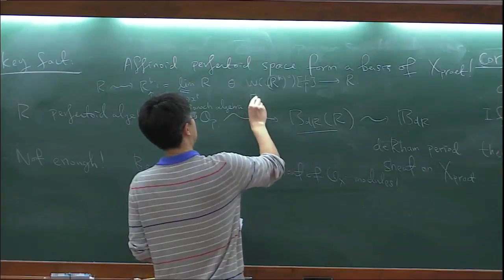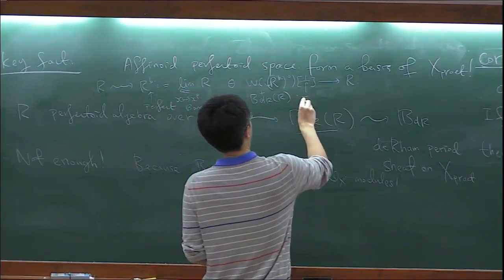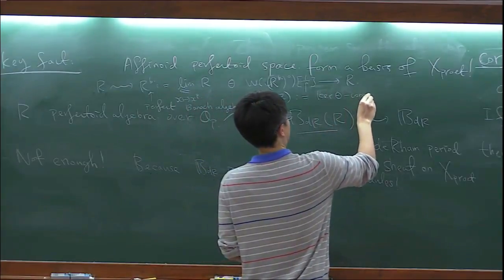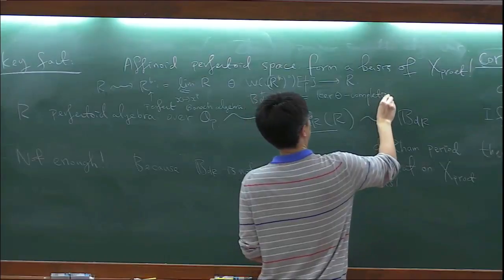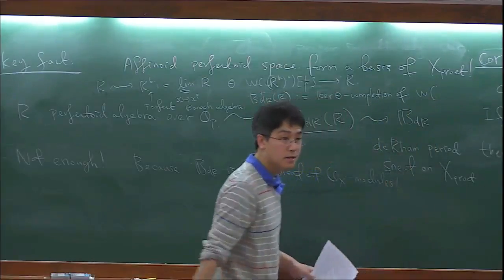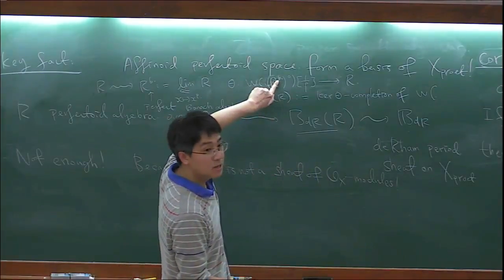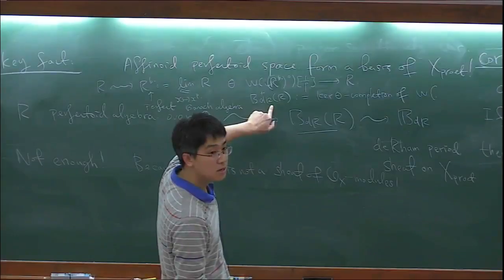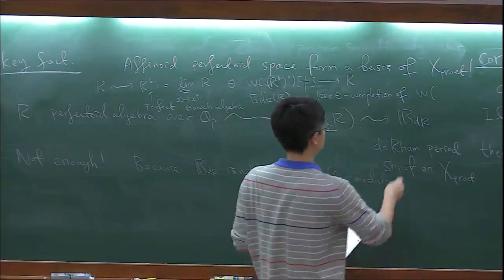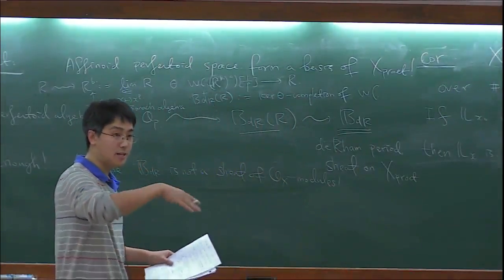Then you just define this B_dR^+ of R, the kernel-theta completion. Same thing. Completion of this, flat, I mean, here. Kernel-theta completion of the sheaf? Yes, you need to check that. It's not straightforward. You need to check that it's a sheaf.